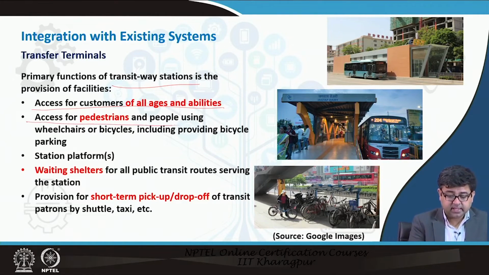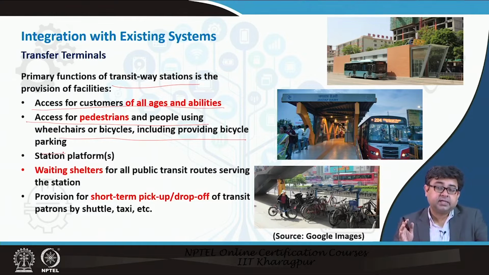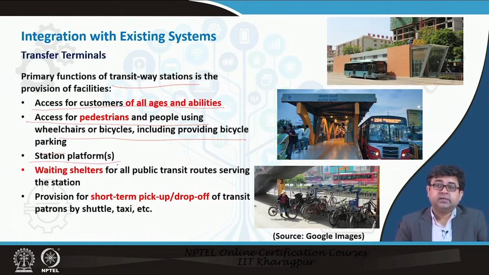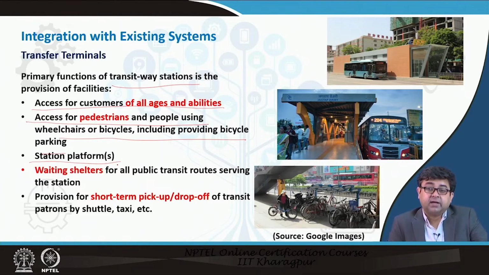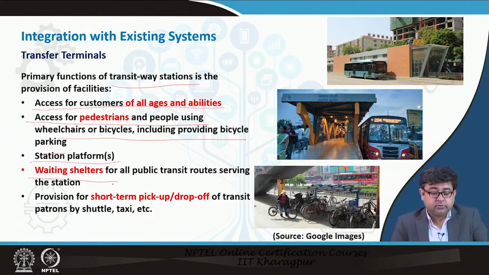Access for pedestrians and people using wheelchairs or bicycles, including providing bicycle parking. So, parking is another element that every station design has to take into consideration. Platforms: there has to be a certain size and a certain width of platforms that enables the circulation of users using the station. Waiting shelters for all public transit routes serving that station, right. You have to have shelters.